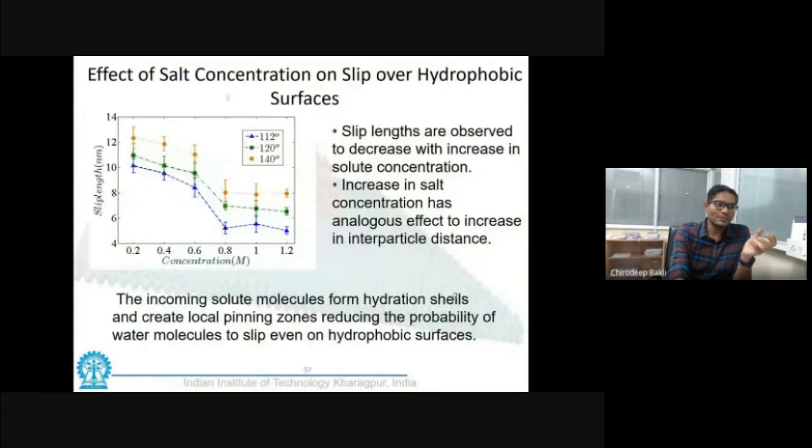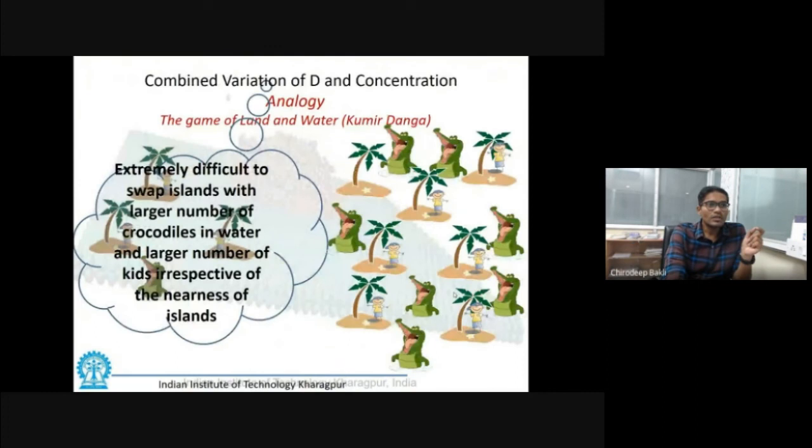This is what happens when you put these salt particles in. They provide artificial pinning zones where my slip length is decreasing. Now, in a case where a huge number of kids are disguised as crocodiles, jumping between the islands becomes impossible, because all the islands are filled and the water is completely filled with crocodiles. There is no probability to jump, hence we get an absolute stick.